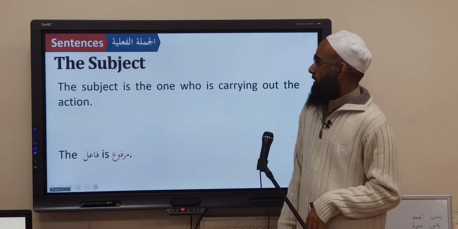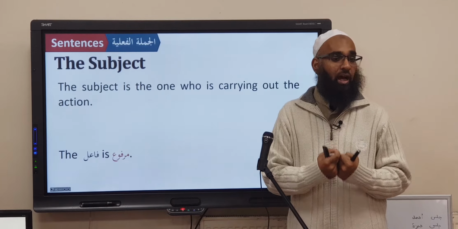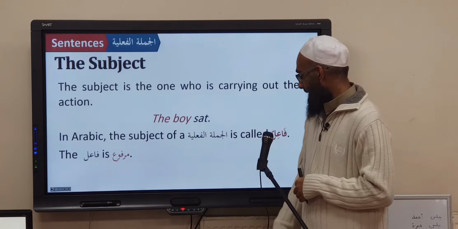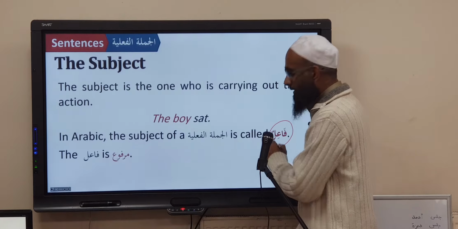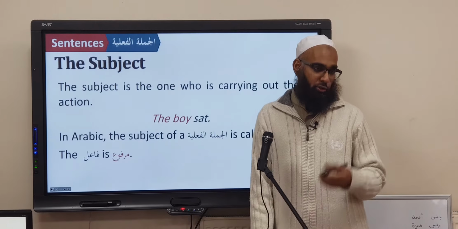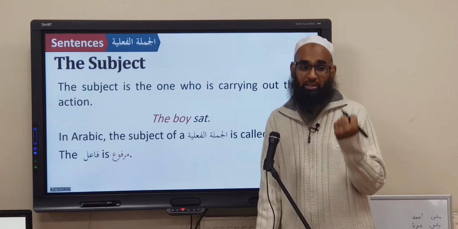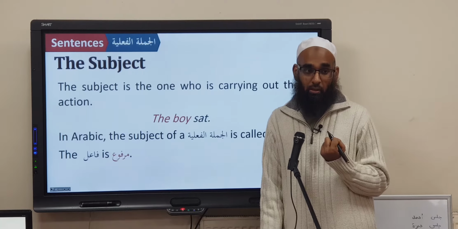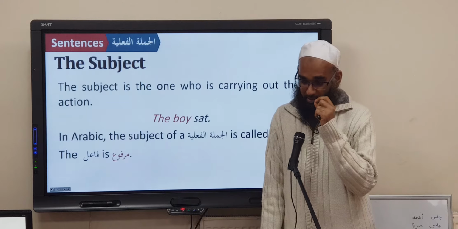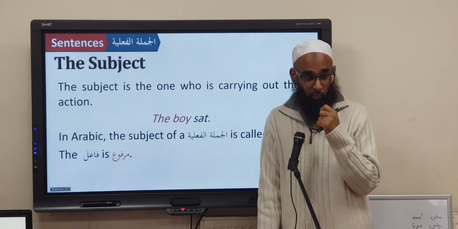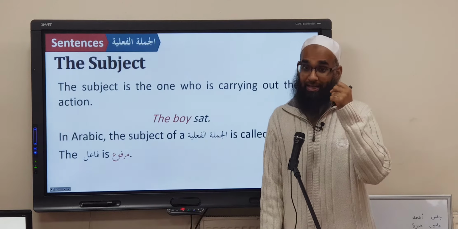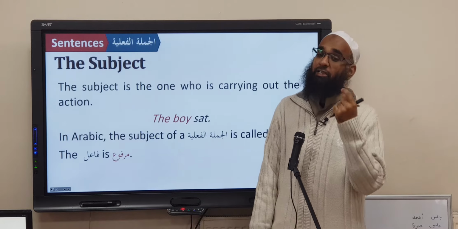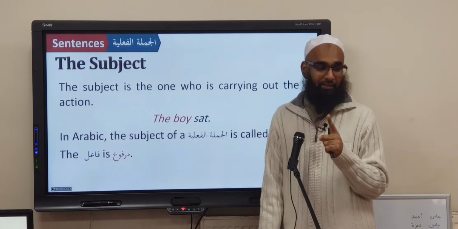Okay. The first thing is the subject is the person who is carrying out the action. The boy sat. Okay? And what do we call the person who's doing the action? Fa'il. So in a Jumlatun Ismiya, the subject is called what? Mubtada. And in Jumlatun Fi'liyyah, the person doing the action is called what? Fa'il. Okay?